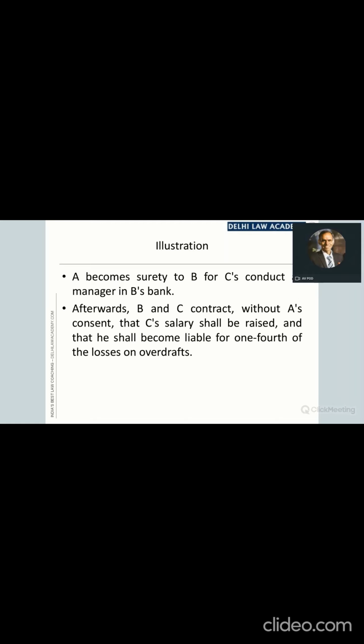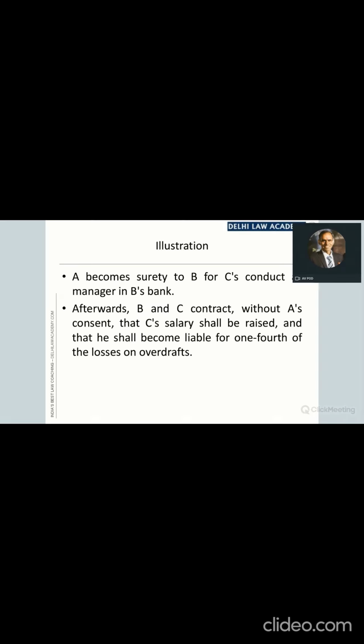Now this is the position as it prevailed, and thereafter there is a contract between B and C, another contract, in which A's consent is not taken, and according to this new contract between B and C, C's salary shall be raised and he is made liable to 1/4 of the losses on overdrafts. Now earlier he was not liable for any loss on the overdrafts. The only thing he was liable for was his own conduct.